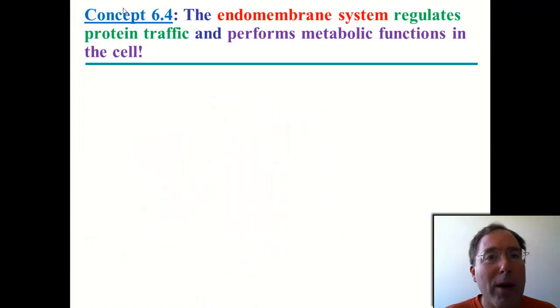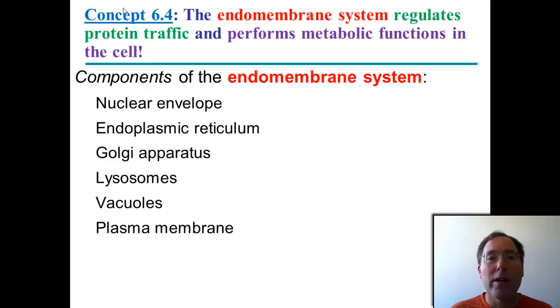The endomembrane system is a system inside the cell that regulates the traffic, specifically protein traffic. That's where we're going. It also does some metabolic functions, and you'll see these players. We've already talked about the nucleus. The ER is right next to the nucleus. You'll see the Golgi apparatus that's there, sometimes called the Golgi body. You also see things called vacuoles, lysosomes, and then it all ends with the cell membrane.